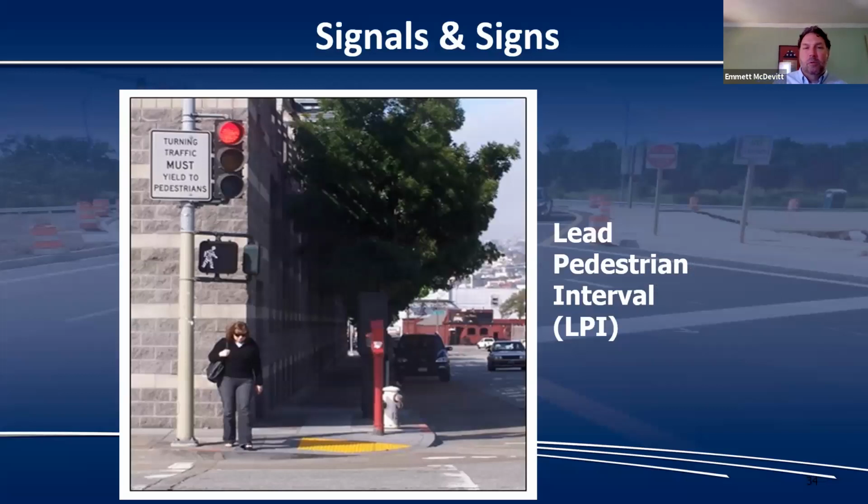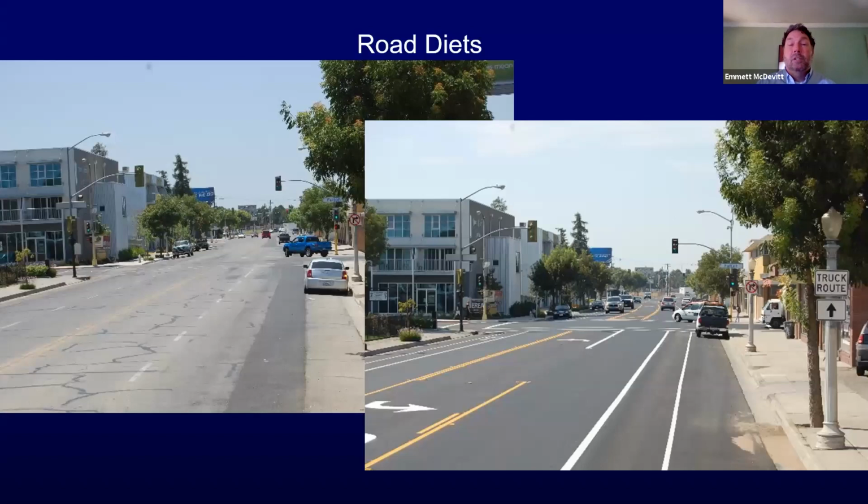Signs and signals, leading pedestrian interval, very low cost safety countermeasure, allowing the pedestrian to establish kind of the right of way within the intersection before you release the vehicles, especially those right turning vehicles, the right on reds that are looking for gaps behind them and not paying attention to pedestrians in front of them. Road diets used very successfully here in New York, reducing those rear end crashes, increasing throughput, and yet maintaining more space for pedestrians, bicyclists, and parked vehicles and other road users.